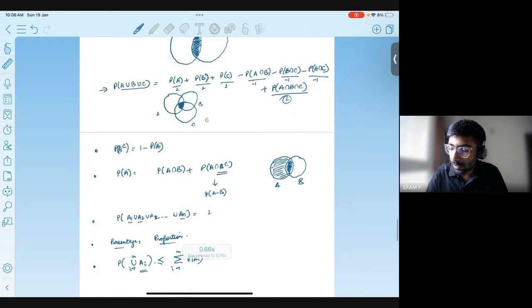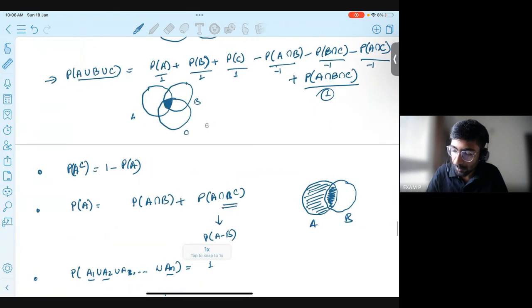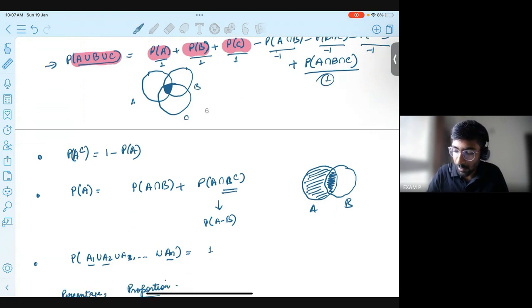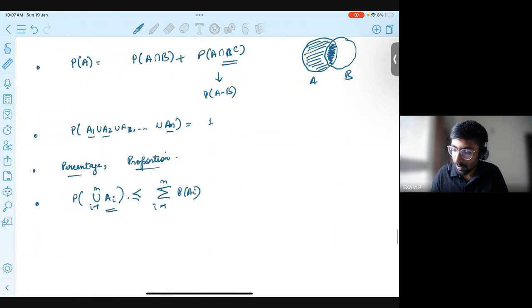A union B union C, you just had 3 different events here. You added up 3 things, but you also ended up subtracting 3 more things, right? That means at best what can happen is it can be equal. So the union probability can at best be equal to the summation of the 3 probabilities. Otherwise, for most of the cases, it will be less because you're subtracting something. See, you're subtracting something, right? So this part is the union. This part is the summation that you see here, the summation of all the probabilities. This is the union. That means, why is this less than or equal to?